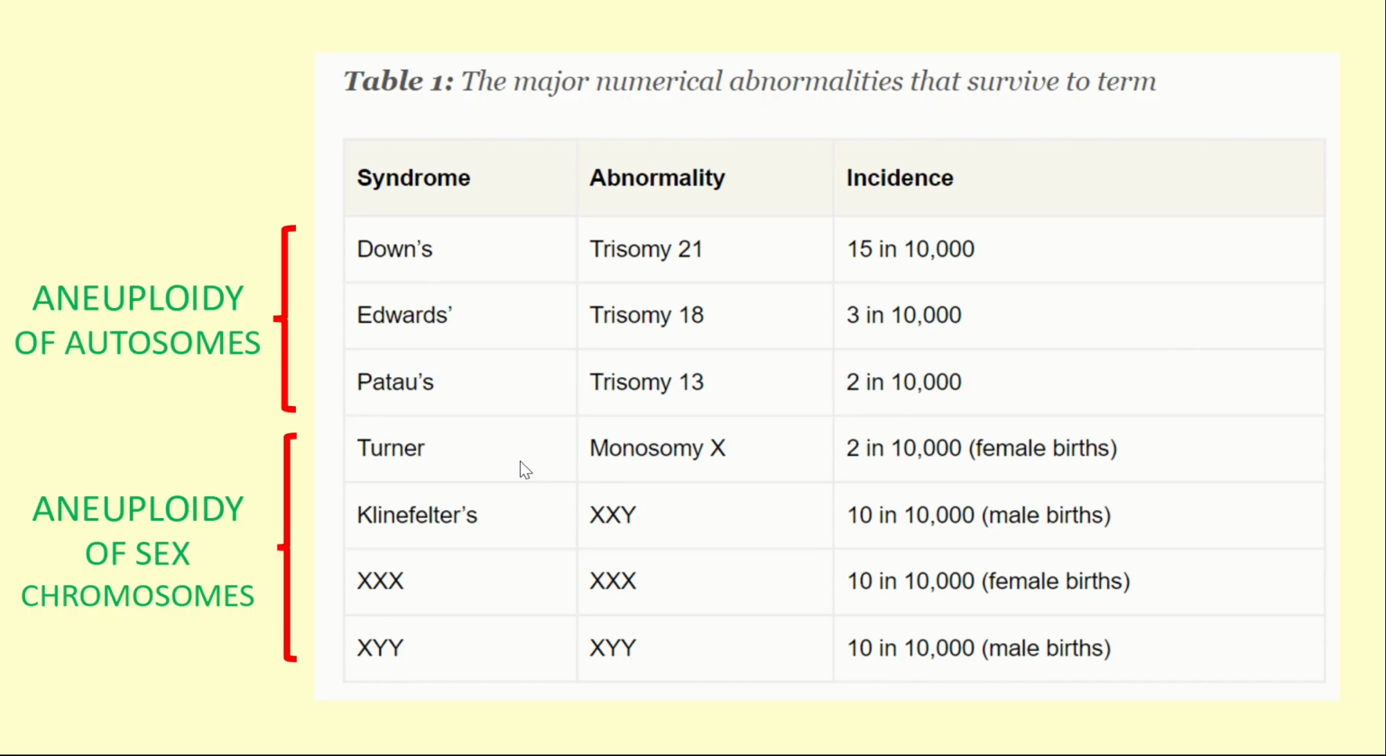Alright, so these are the different aneuploidies of the autosomes and aneuploidy of the sex chromosomes. For Down syndrome, trisomy 21 is extra. Edwards would be trisomy 18, that will be extra. Patau syndrome, trisomy 13 is extra. And for the sex chromosome aneuploidy, Turner syndrome lacks one sex chromosome. That's why it's called monosomy X. Klinefelter has an extra chromosome, XXY. Metafemale is XXX, an extra X chromosome. And XYY has an extra Y chromosome.